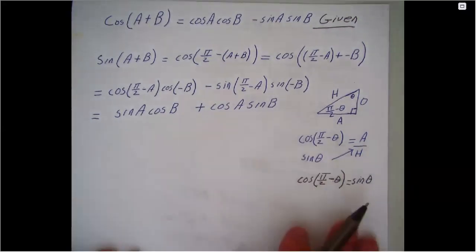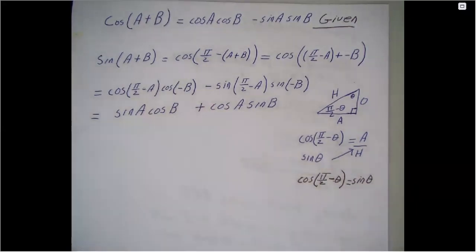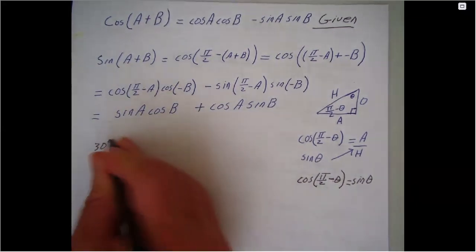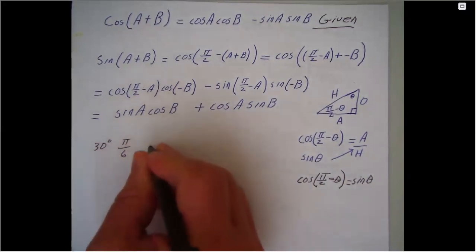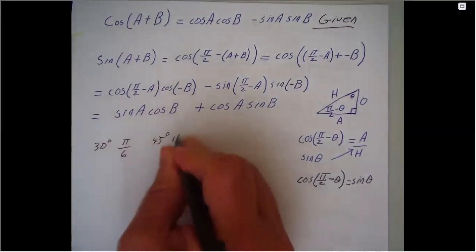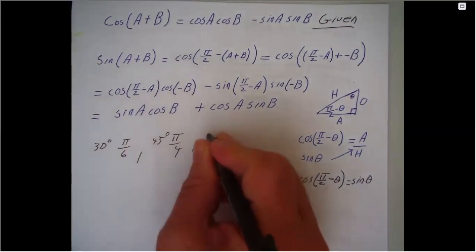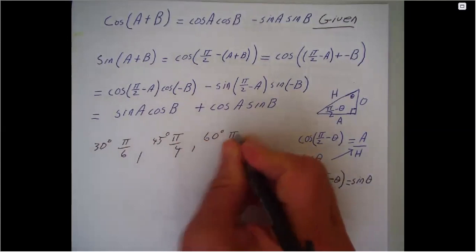But one thing we might be curious about is, you remember all we did was we learned all the nice angles. Remember 30 degrees or pi over 6, 45 degrees or pi over 4, and 60 degrees or pi over 3. Okay.